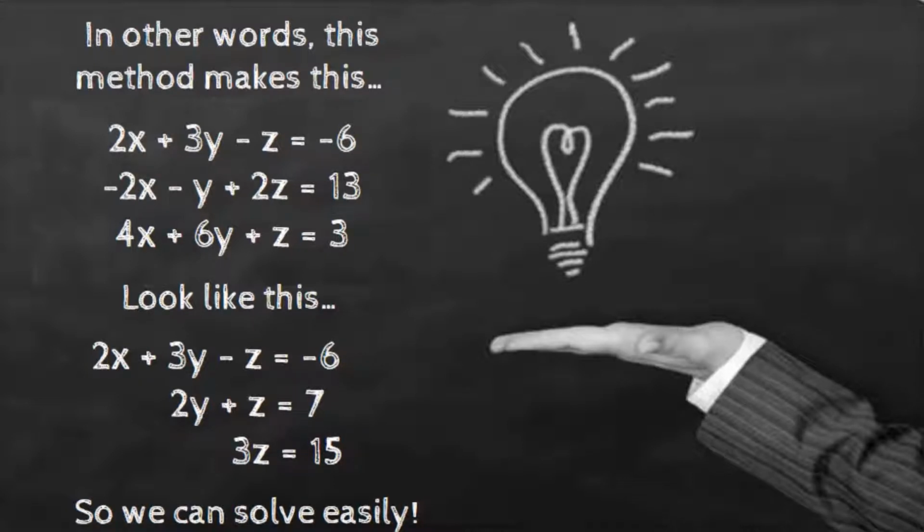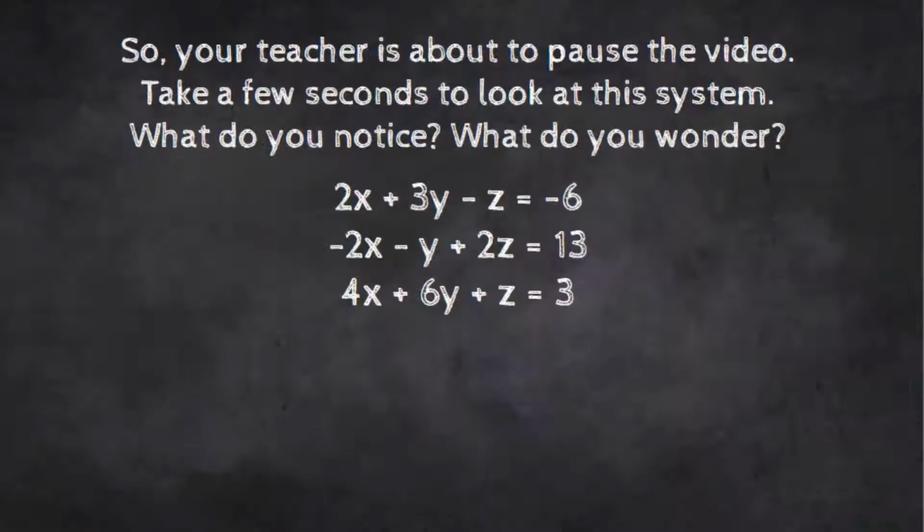So Gaussian elimination allows us to eliminate variables in order to look like the second system of equations, and we can solve it easily. So your teacher is about to pause the video. Take a few seconds to look at this system. What do you notice and what do you wonder?